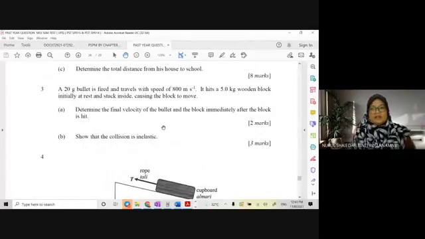Okey. Tahun lepas soalan dia keluar yang ni lah. A 20 gram bullet fire and travel with the speed 800. So dia bagi mass bullet. Dia bagi speed bullet. Okay, hit 5 kg block and stress and stuck inside, causing the block to move. Determine the final velocity of the bullet and block after the block is hit.